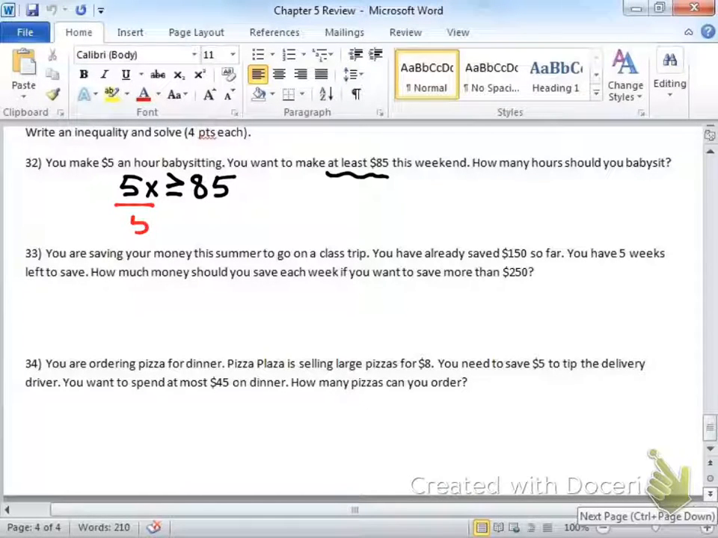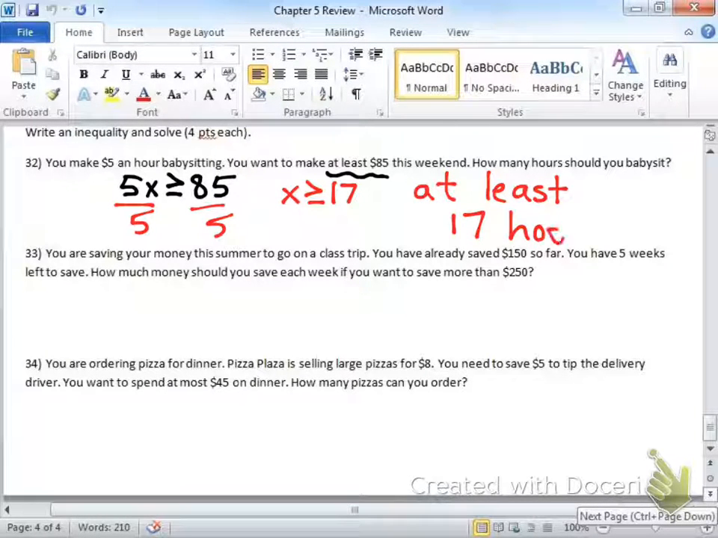The directions say to write it and solve it. So x is greater than or equal to, anyone know what that gives us? 17. Now remember, in the word problems, you're changing it back to words. Use the same wording. Don't try to get fancy on me. If it was at least, it's still at least 17 hours.